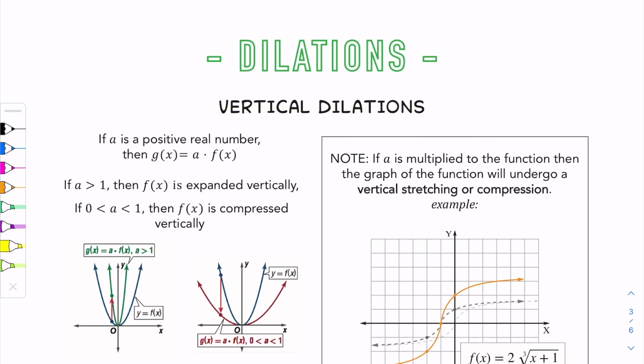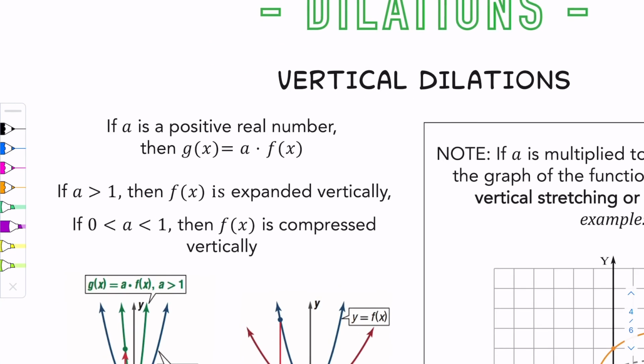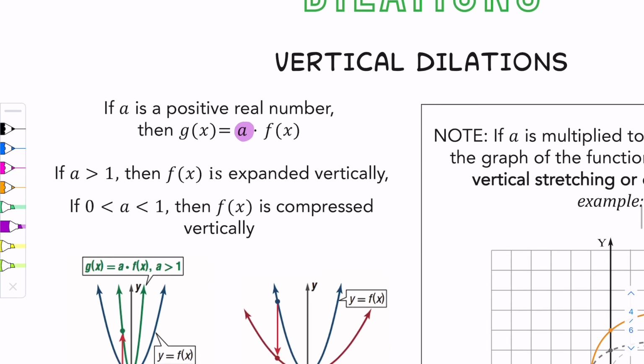All right, so if you have a dilation, that means you're going to have a number multiplied in front of your function. So it's going to appear that you have a leading coefficient. For example, if I gave you f of x is equal to 2 times x squared, this number right here is your dilation number. It is your a value.